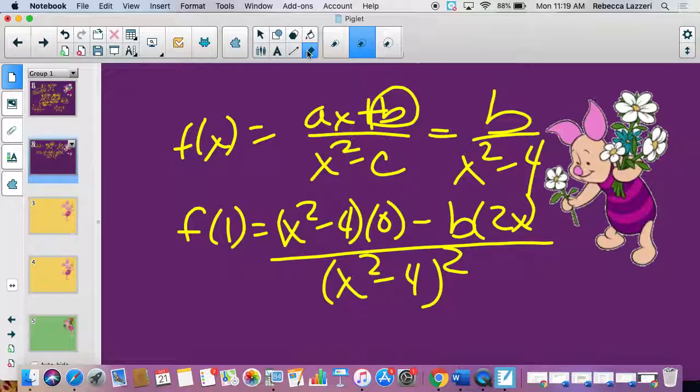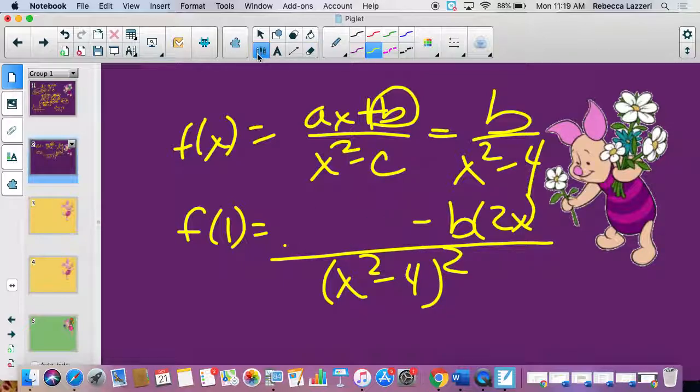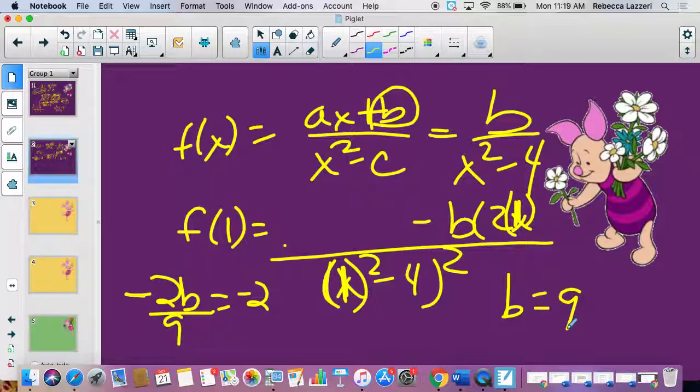All right, and then everywhere there's an X, what am I going to fill in? 1, so I'm going to put in 1 right here, and I'm going to put in 1 right here. And so I got negative 2b over 9 was equal to, what did they say? Negative 2. And then when you cross multiply, you get b is 9.